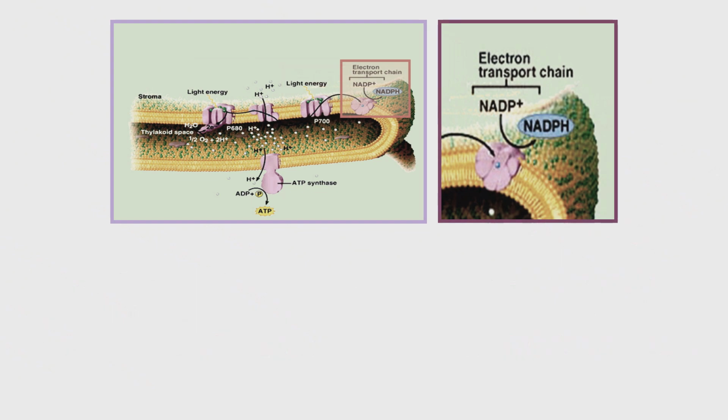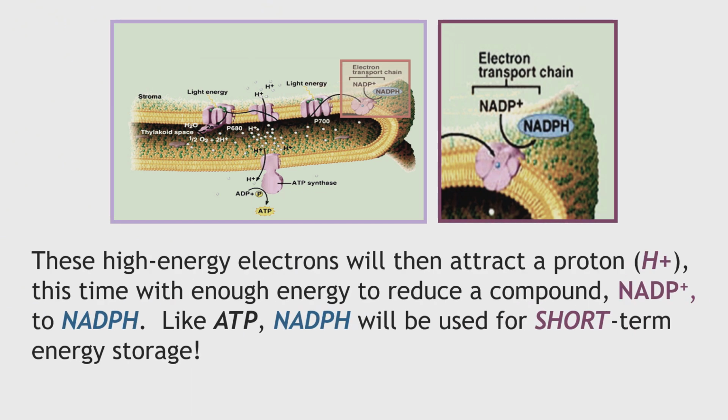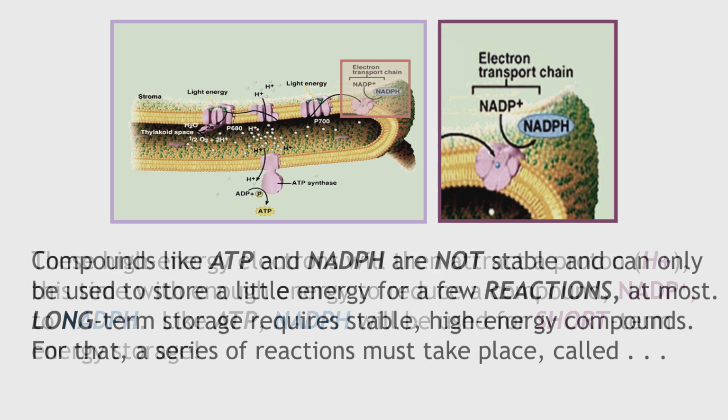These high energy electrons will then attract a proton, which has enough energy to reduce a compound, NADP+, to NADPH. When we say reduced, we mean that its overall charge has been reduced. Like ATP, NADPH is useful for short energy storage. Compounds like ATP and NADPH are not stable, and they can only be used to store little energy for a few reactions at most.